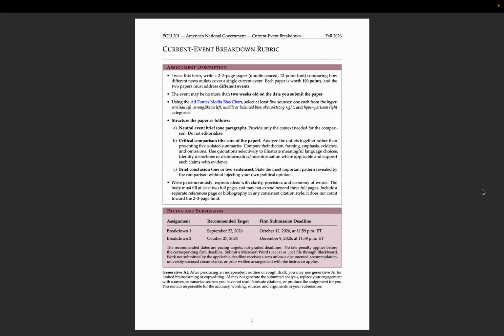And then finally, I want you to just have a brief conclusion, because it's important to wrap up your ideas. You only need 1 or 2 sentences for this. You state the most important pattern, the most important takeaway. It's kind of your mic drop for the paper. And you don't want to inject your own political opinion.